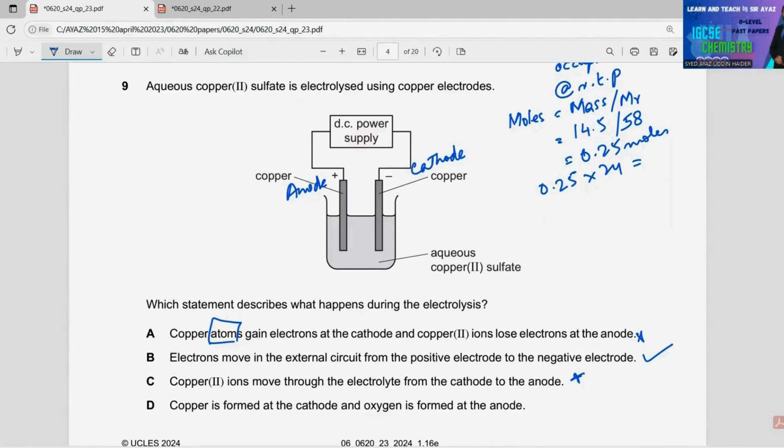What about D? Copper is formed at the cathode and oxygen is formed at the anode. This is incorrect. You will get copper at the cathode, but you won't get oxygen at the anode. So B must be the right answer in this case.